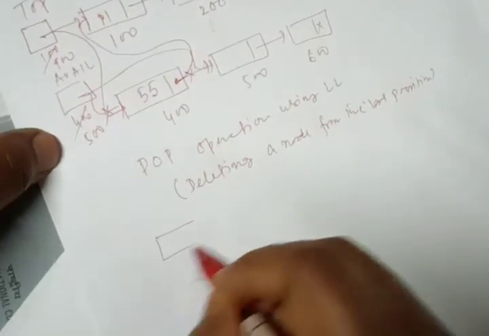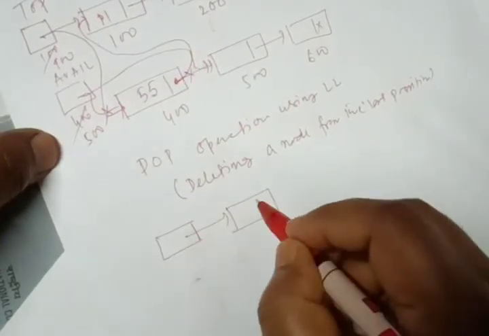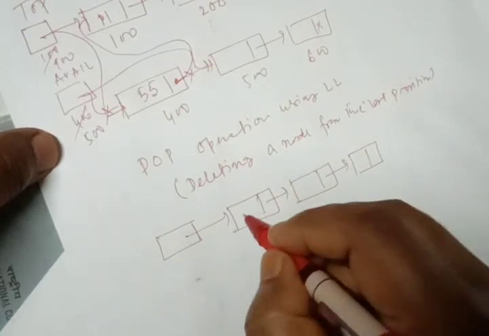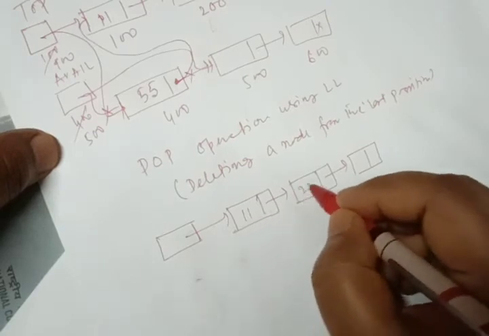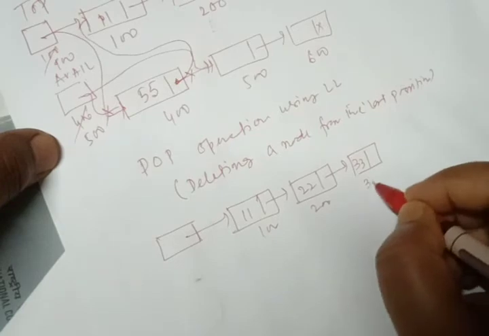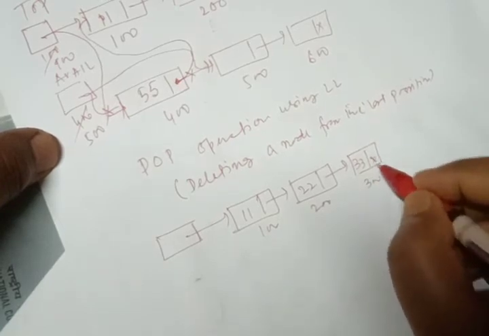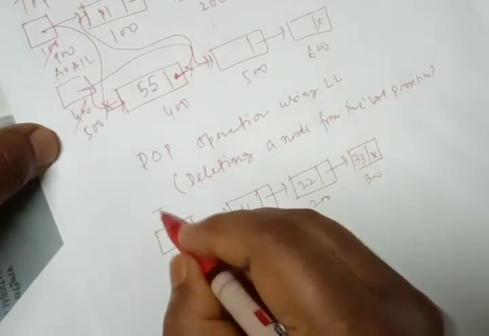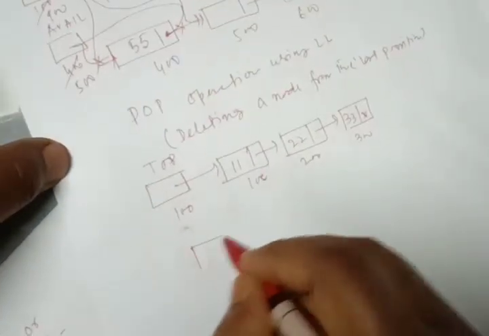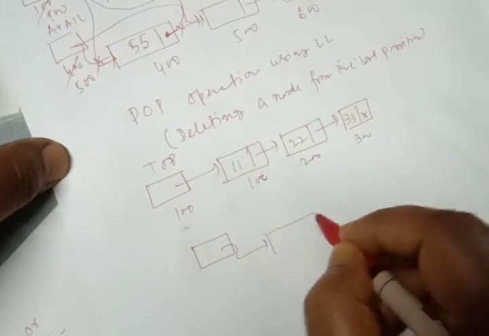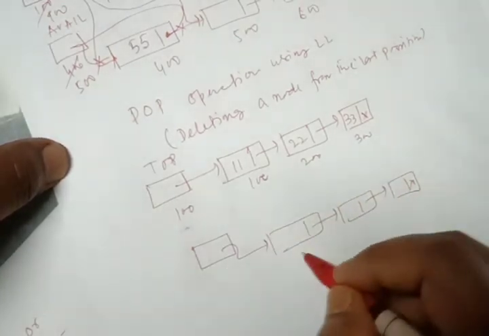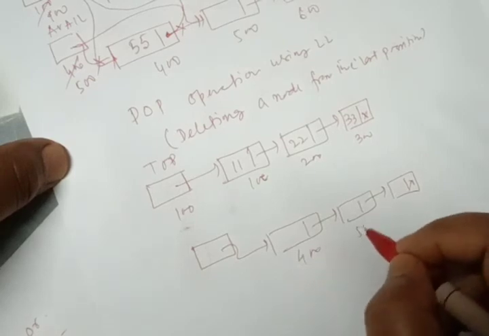Now suppose this is the used list or the used stack. Three nodes are there. The information is 11, 22, 33. These are the addresses. This indicates the end of the list. This is the top. The value of top is 100. And this is the available list. These are the addresses.